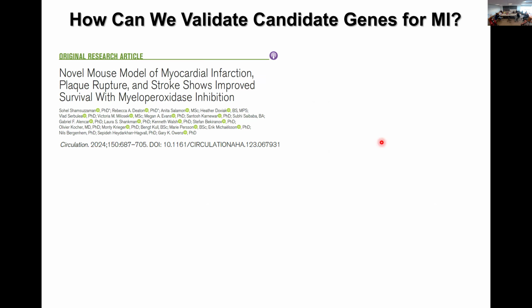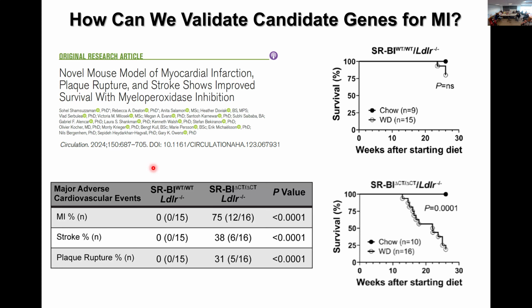But there is a mouse model that was developed, not by Gary Owens, whose paper just came out of his lab about a year ago, but by Monty Krieger. I think he's on this paper. Yeah, he's right there, Monty Krieger. So Monty Krieger, 20 years ago or so, generated a mouse that died from heart attack at 8 weeks of age. So it was too severe of a phenotype. Fast forward about 20 years, and Gary Owens has kind of tweaked the model.